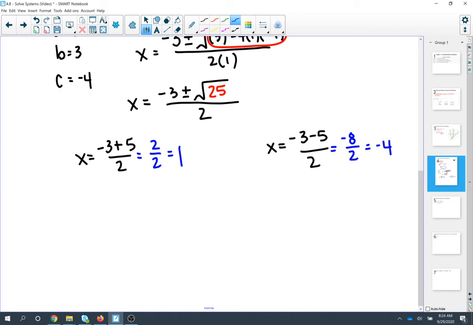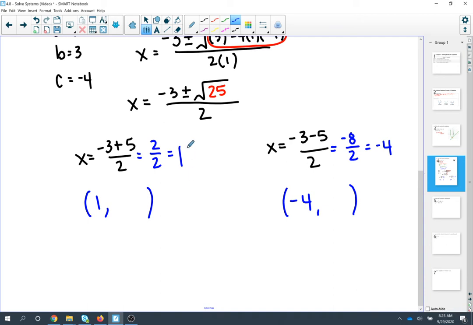Now, keep in mind these are x values. And if you're working with a system of equations, you're looking for a point on a graph, which means I need an x and a y. So this x is actually 1 comma something, and this x is actually negative 4 comma something. We have to go find the other coordinate to know where that point is on the graph.